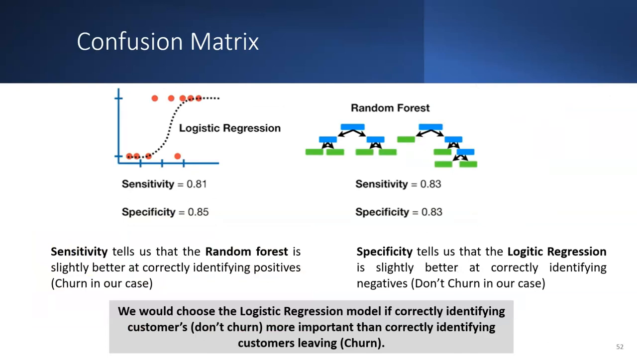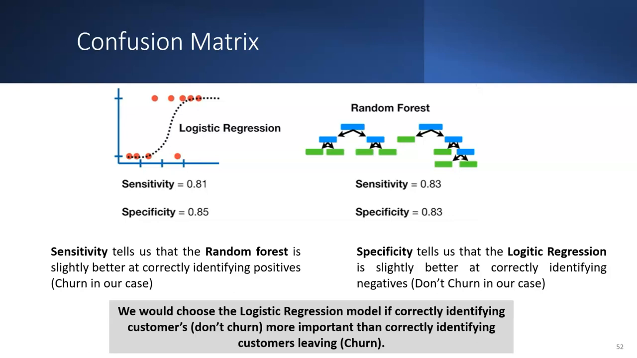So we would choose the logistic regression model here. Why? Because correctly identifying the customer who doesn't churn is more important than correctly identifying the customer leaving, right? If the customer leaves, that is called churn, and sometimes for us the non-churns are more important than the churn.